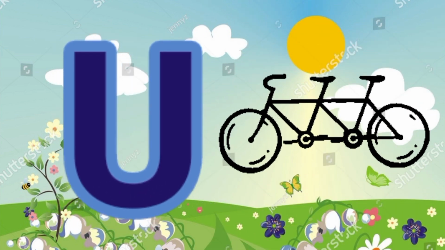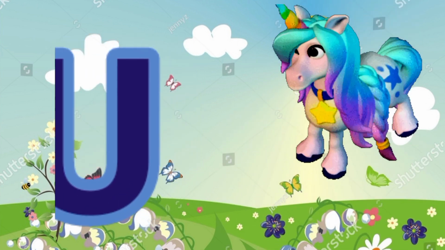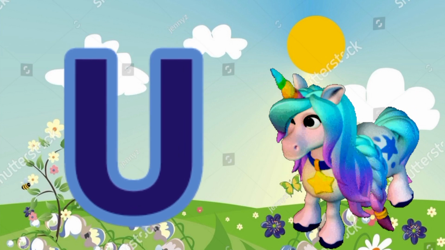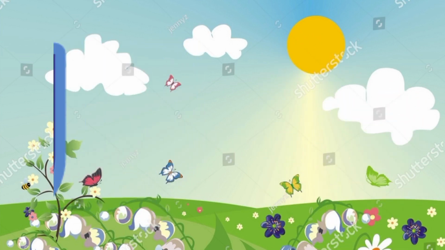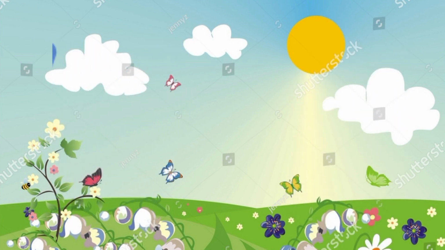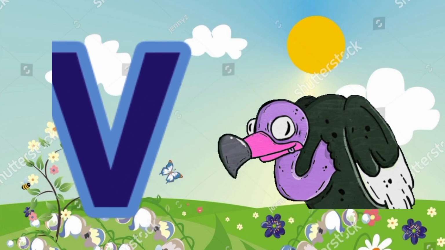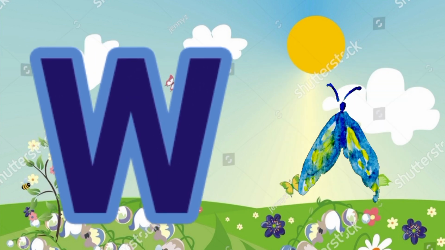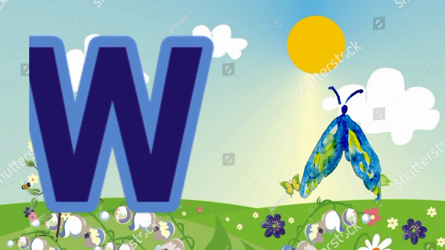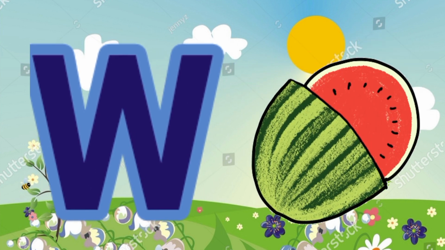U for unicycle. U for unicorn. V for violin. V for vulture. W for wings. W for watermelon.